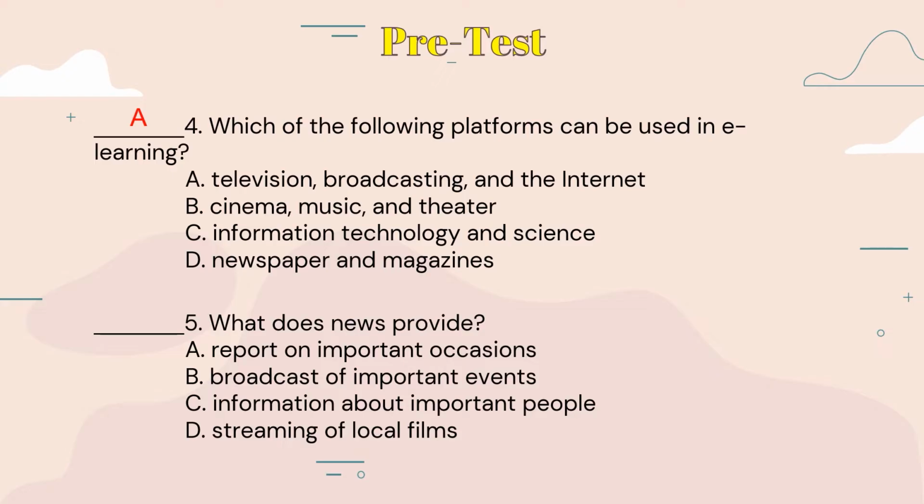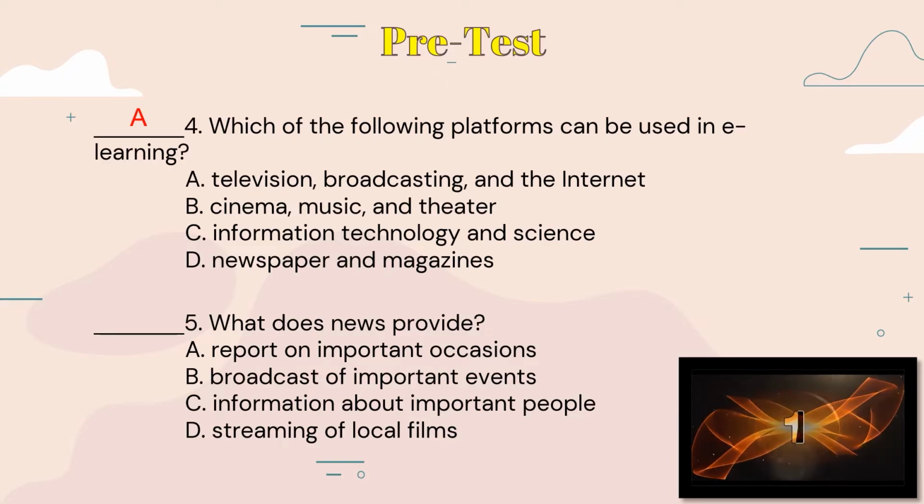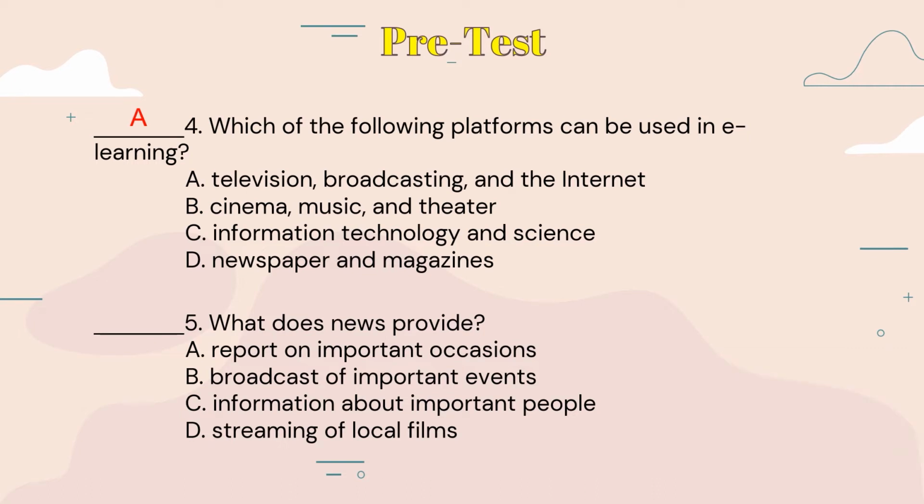Question number 5, what does news provide? A, report on important occasions. B, broadcast of important events. C, information about important people. Or D, the streaming of local films? Okay, for this question, the answer is letter C. News provides information about important people. All the questions you just answered are the things that we will encounter as we move on.